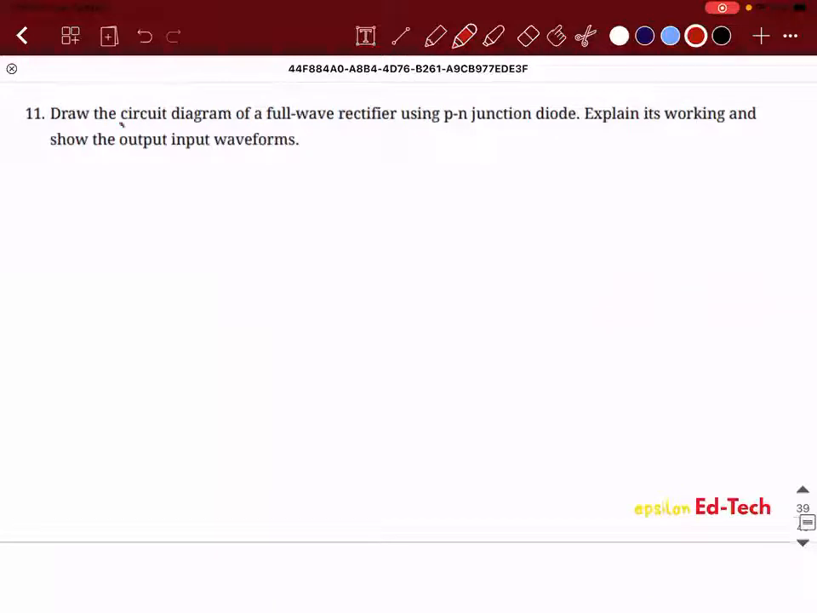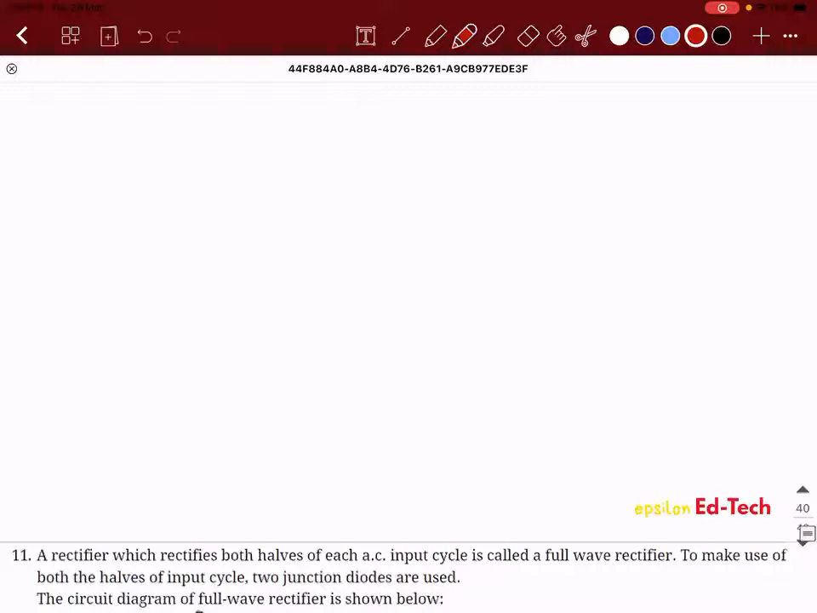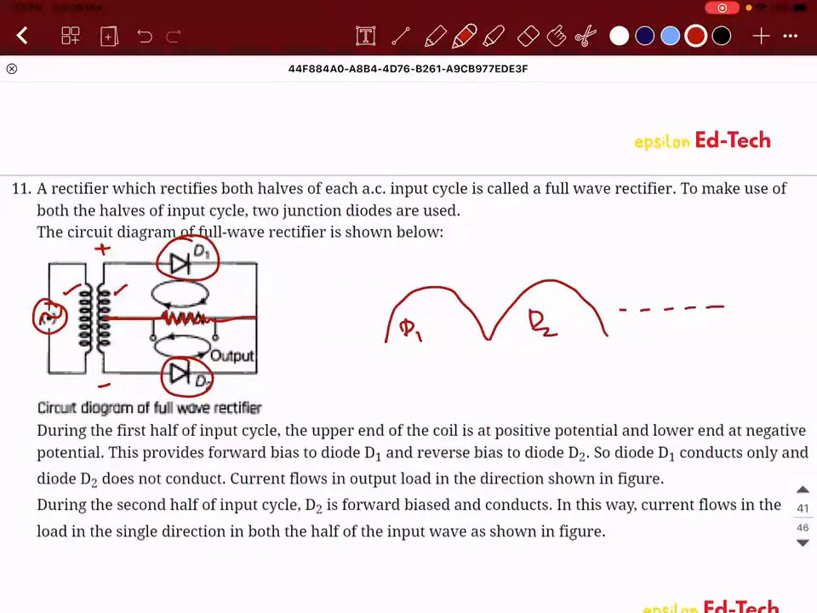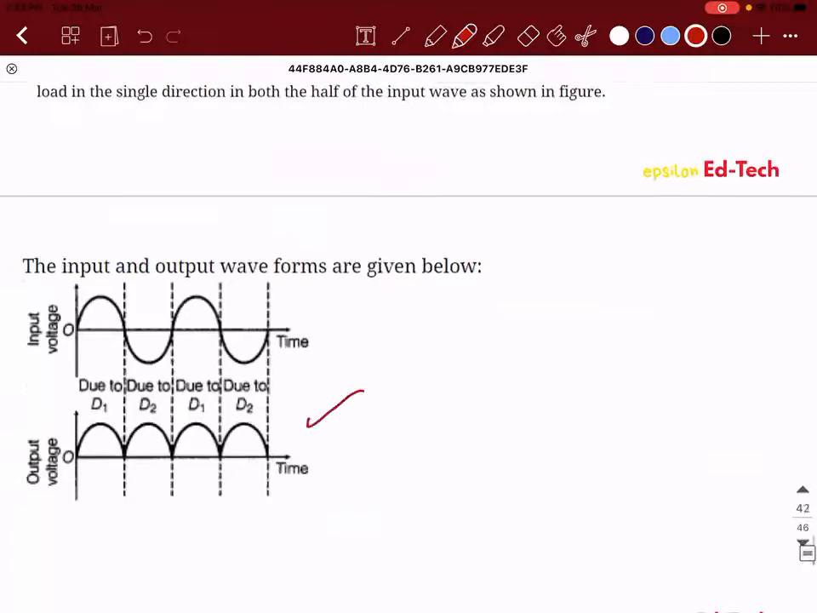the 11th question is: draw the circuit diagram of a full wave rectifier using PN junction diode. Explain its working. The full wave rectifier is also a question from the previous test only. For a full wave rectifier, you will have two diodes, and you will have a center tapped transformer connected to an alternating source. During the first half cycle, D1 will be forward biased and D2 will be reverse biased. During the negative half cycle, D2 will be forward biased and D1 will be reverse biased. So D1 will rectify the first cycle, D2 will rectify the second cycle. This keeps on going, as a result of which you will have this kind of output.